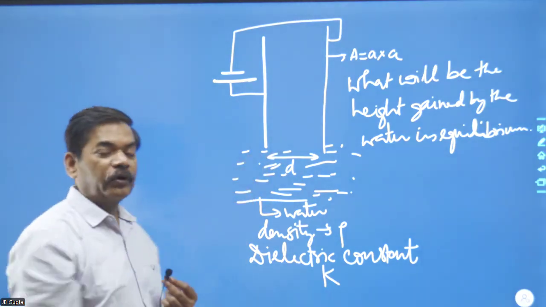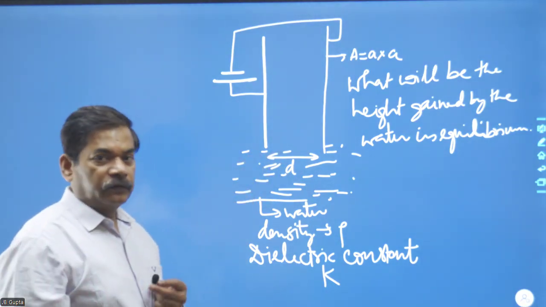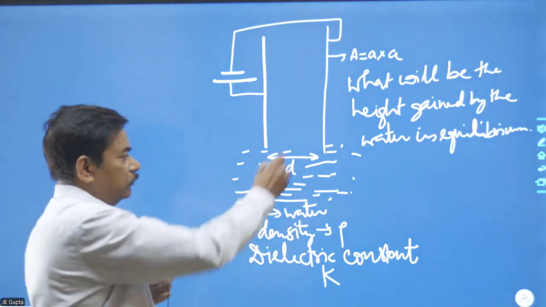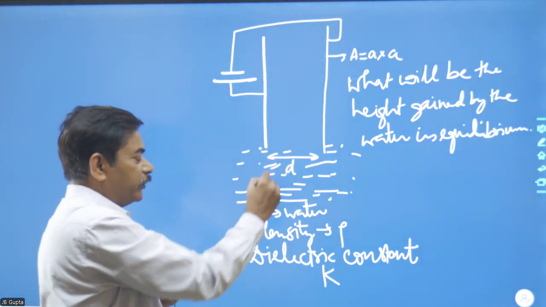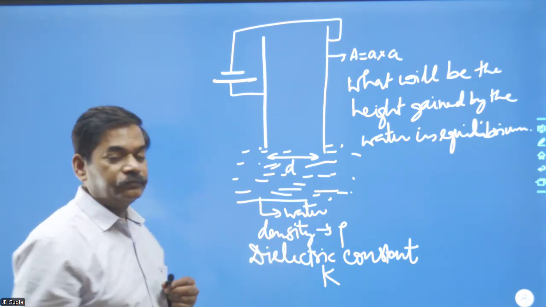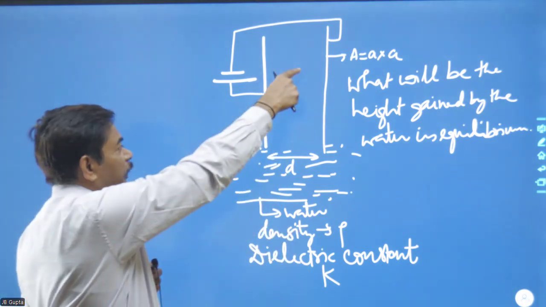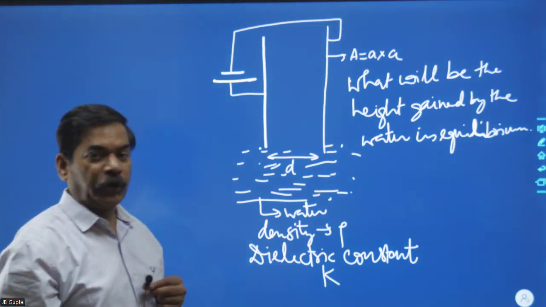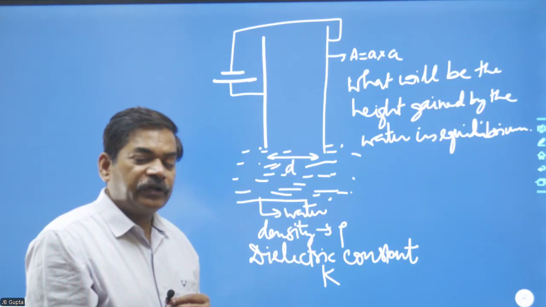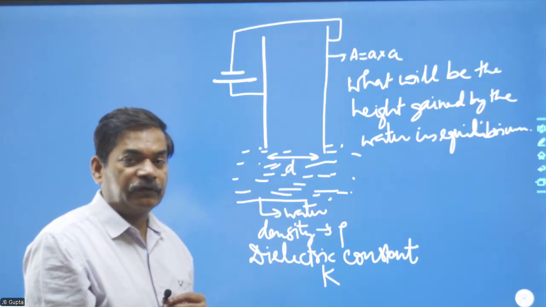The separation between the plates is d. At the lower side there is water with dielectric constant K and density rho. The two plates are connected with a potential difference of V volts, so the potential difference across the plates is V volts.